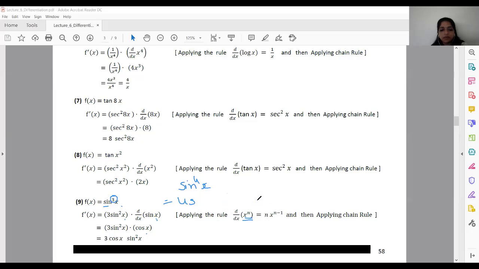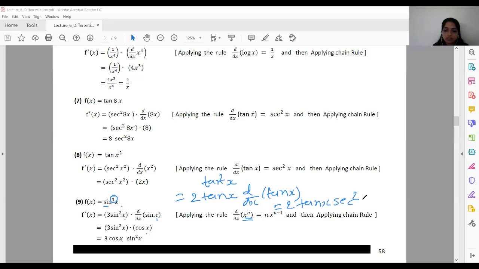Similarly, if I take tan square x, then again 2, this is tan x square, this is tan square x. So 2 tan x and d by dx of tan x, that is sec square x. So 2 tan x sec square x, right?